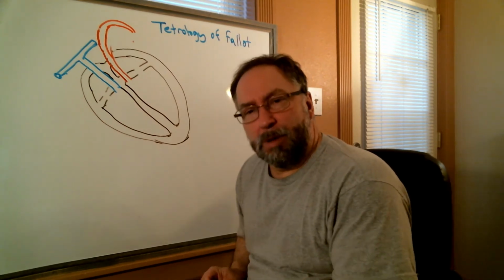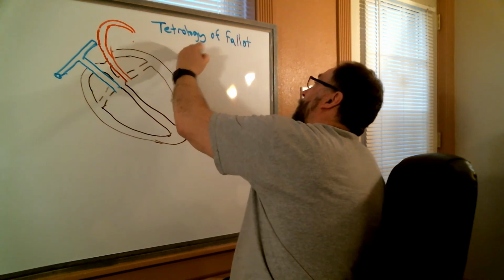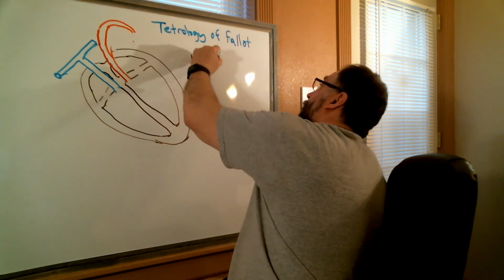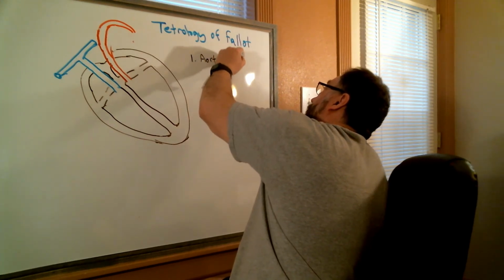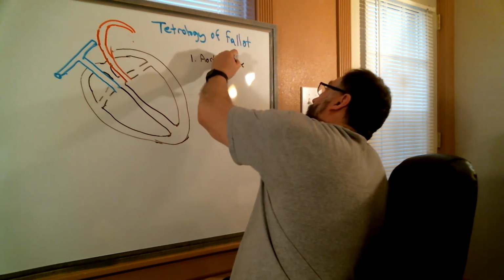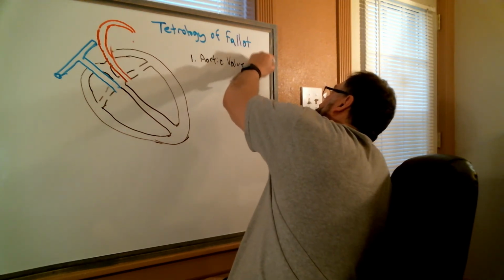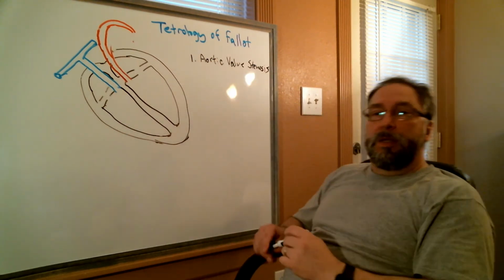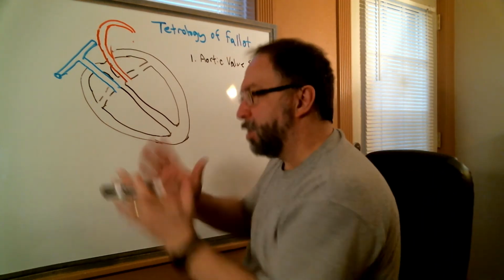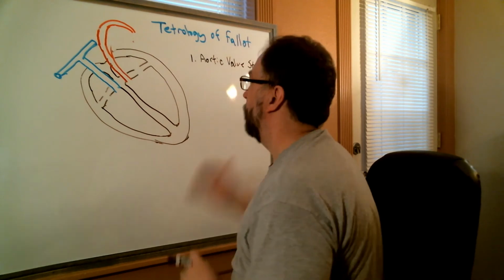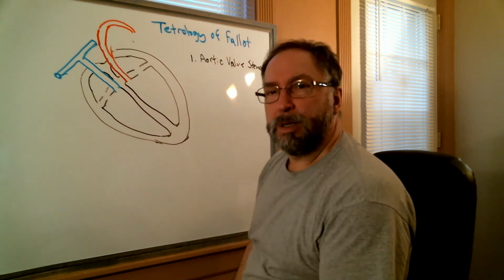So tetralogy of Fallot: four things go wrong. Aortic valve, right here. One, aortic valve stenosis. What's stenosis mean? Thickening, hardening, right? So it's not working well. It's narrowed, so you're not going to be able to push through there. So you're going to have resistance there. So that's one thing that's going wrong.